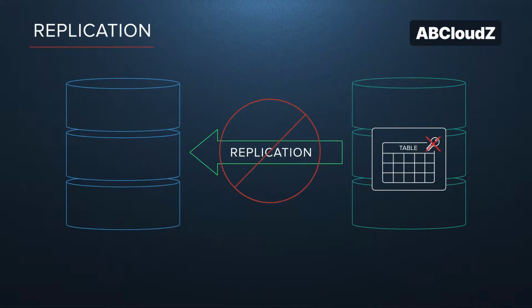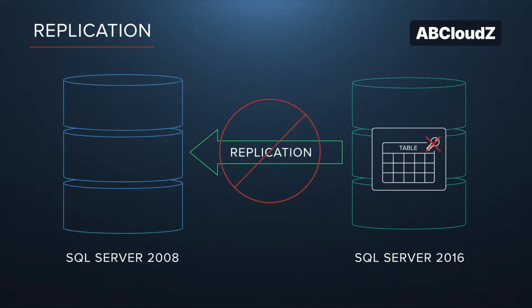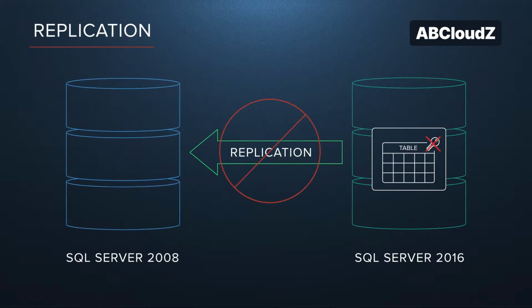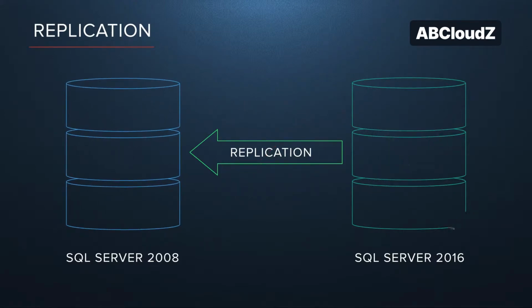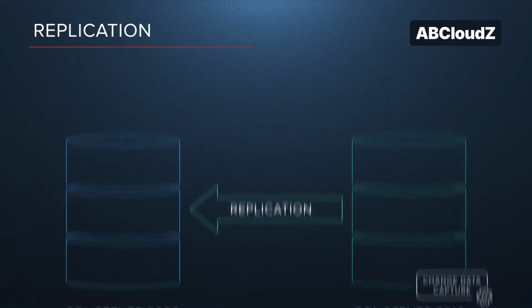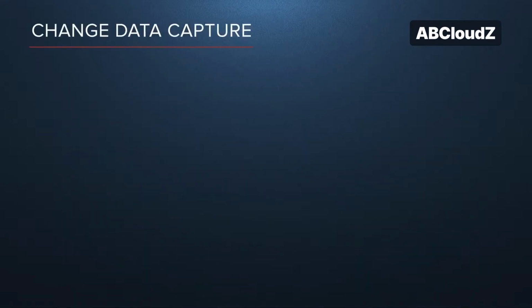The majority of other replication techniques work only if the source and target databases are running on the identical version of SQL Server. Since the customer needed to replicate data to the database running on the old version of SQL Server, the only available solution was setting up change data capture in the SQL Server 2016 database. Let's dig into how the change data capture technology works.